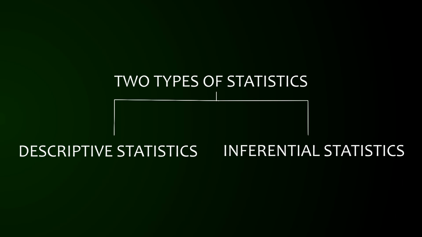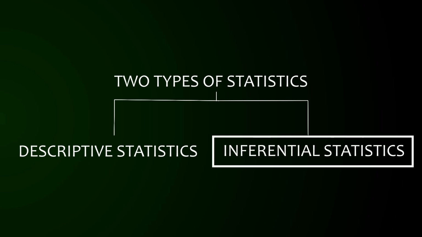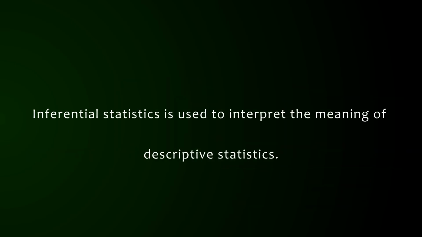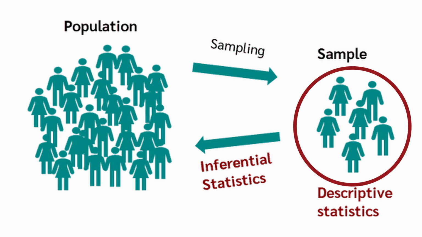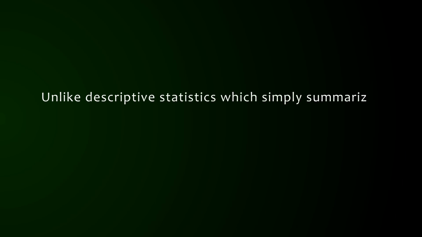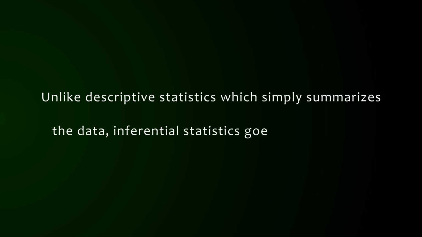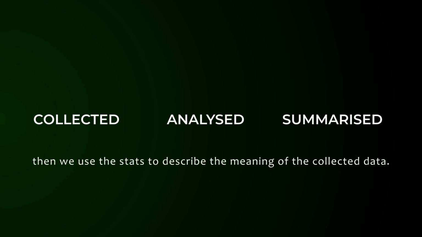outliers. The second type of statistics is inferential statistics, which is used to interpret the meaning of descriptive statistics. It allows us to make predictions or draw conclusions about a population based on a smaller sample of data. Unlike descriptive statistics, which simply summarizes the data, inferential statistics goes a step further. That means once the data have been collected, analyzed, and summarized, then we use the stats to describe the meaning of the collected data. So if you get the mean, what does the mean mean?